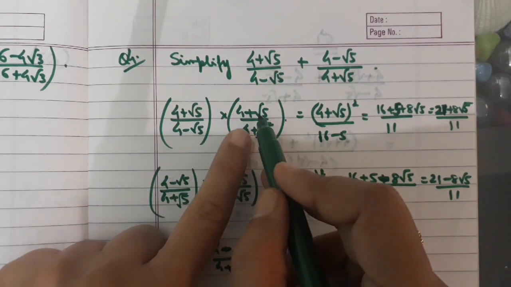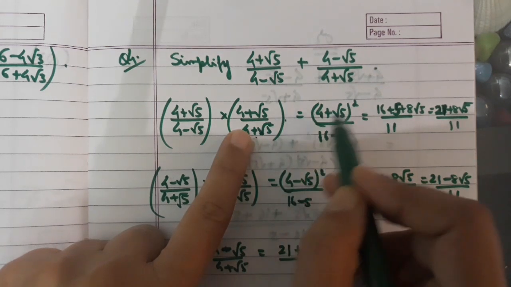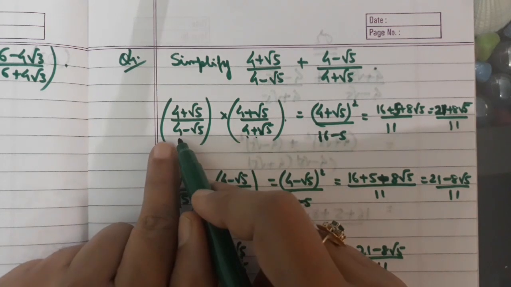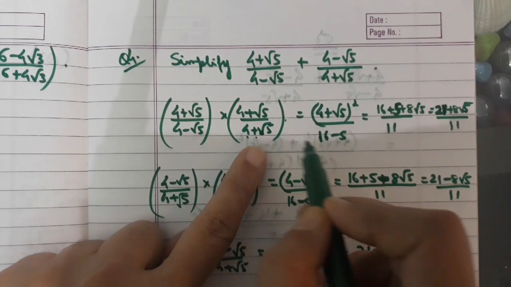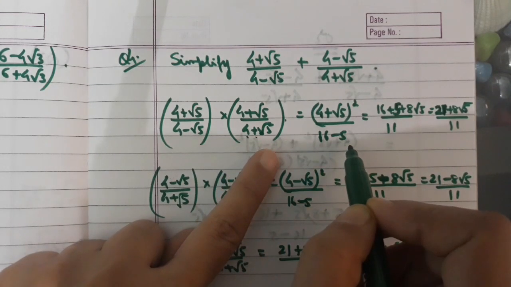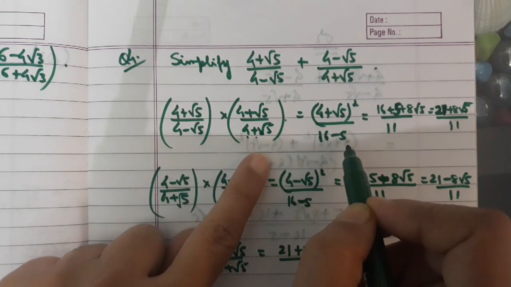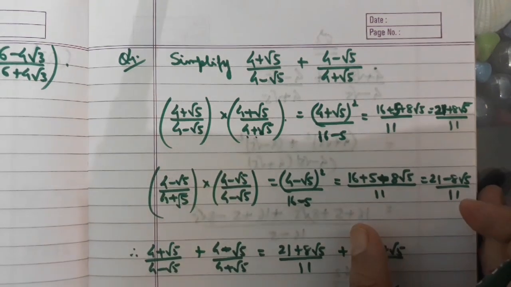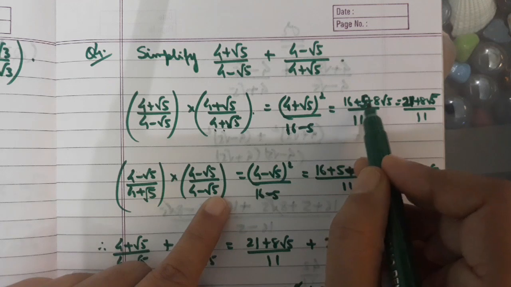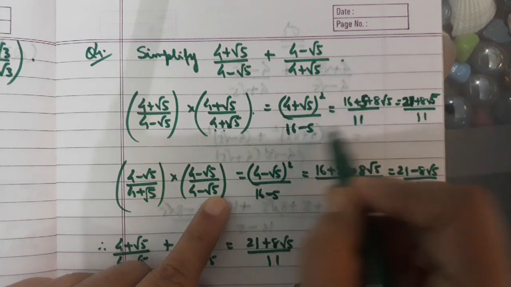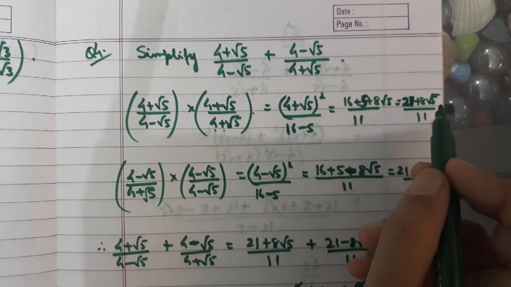So 4 plus root 5 into 4 plus root 5 becomes 4 plus root 5 whole square upon, in the denominator we have a minus b into a plus b, which can be written as a square minus b square. So 4 square is 16 and root 5 whole square is 5. We simplify this further. A plus b whole square, that is a square plus b square plus 2ab upon 11 we get. So this comes out to be 21 plus 8 root 5.